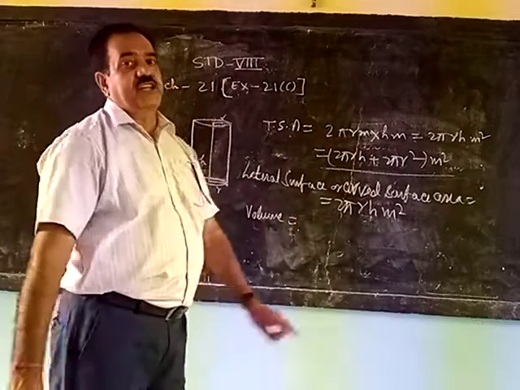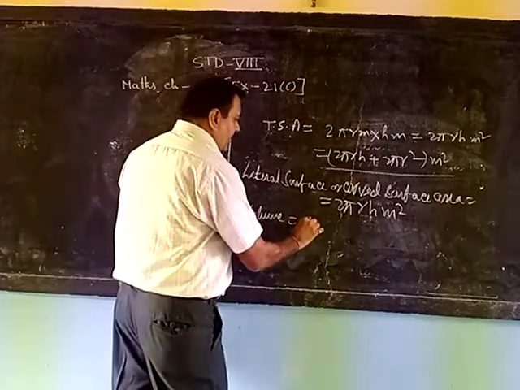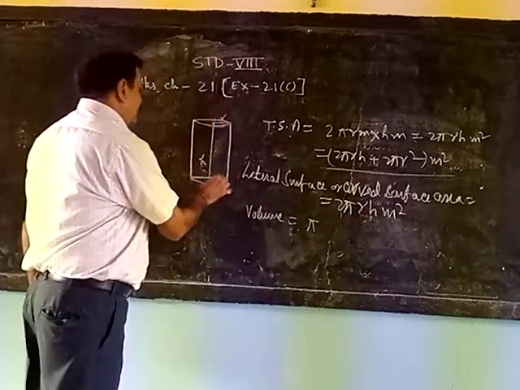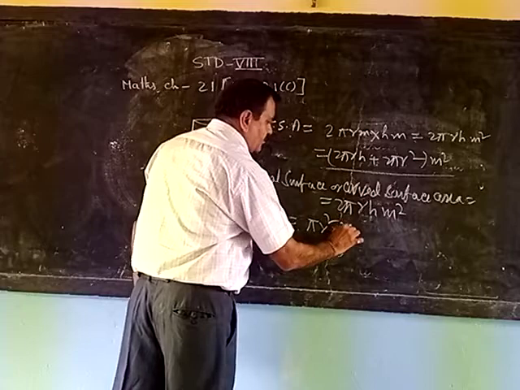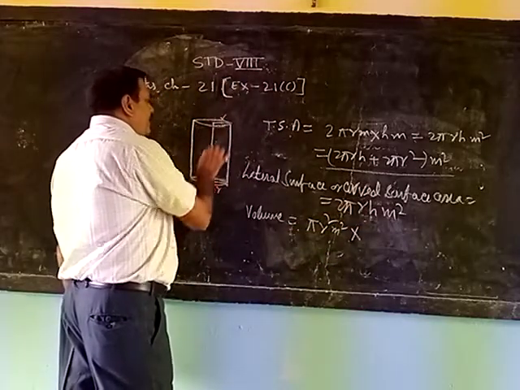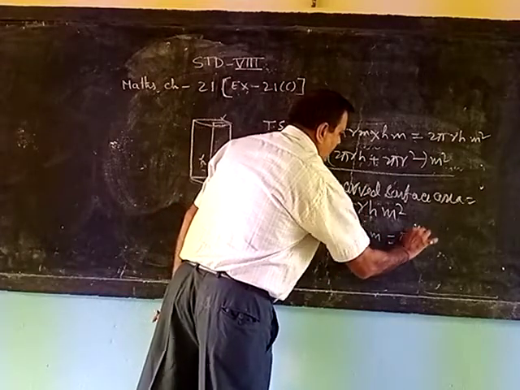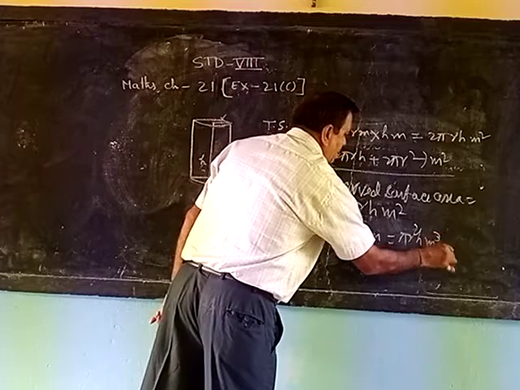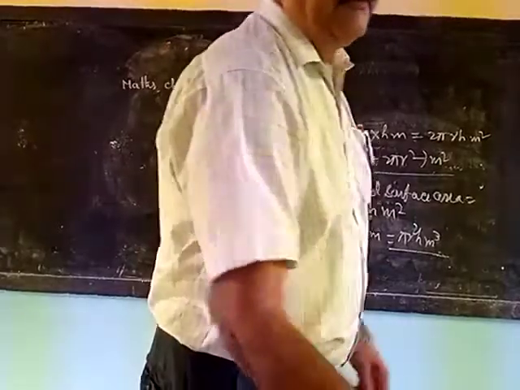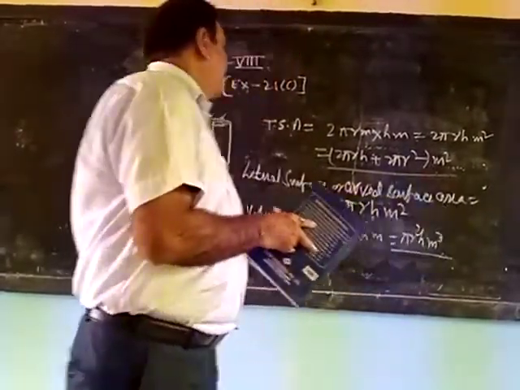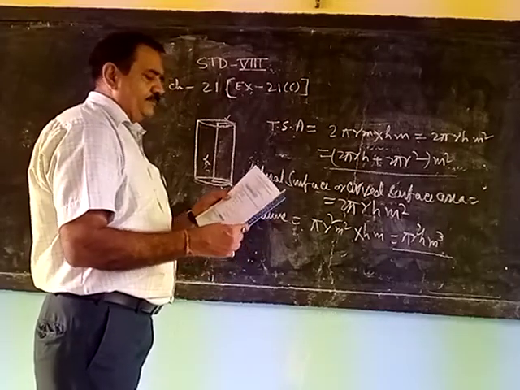Now volume. The unit of volume you know is centimeter cube or meter cube. So how will we get meter cube? First we take the area of one circle. What is the area of one circle? Pi r square. This unit is meter square, multiplied by the height of the cylinder, h meter, that is pi r square h meter cube. This is the formula to find the volume of the cylinder. So there are three formulas: once again, total surface area, lateral surface area, and the volume of the cylinder.